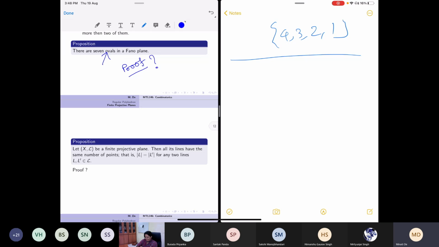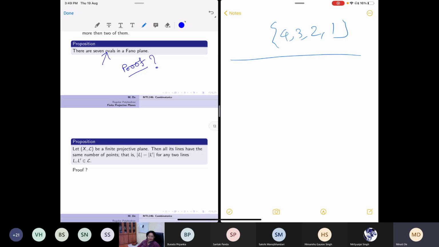Now let's try to prove another important property of the finite projective plane. Let's say I have a finite projective plane. Now let's consider any 2 lines from that projective plane, let's say L and L dash. The number of points containing each of them is the same. In other words, the cardinality of each line in your finite projective plane is going to be the same.